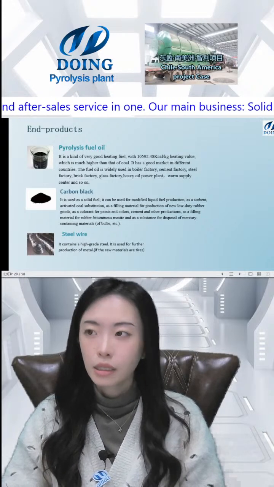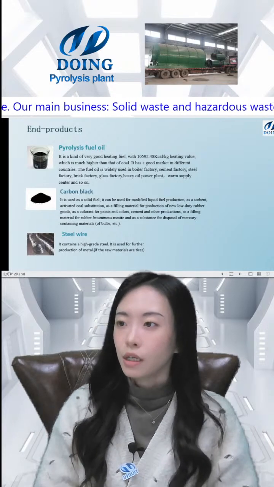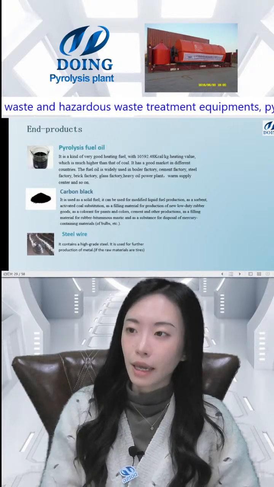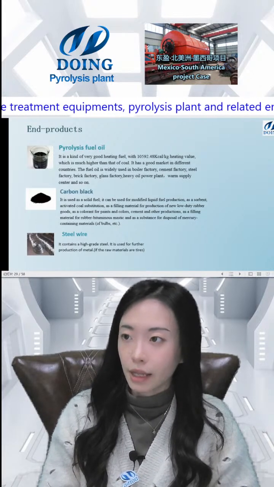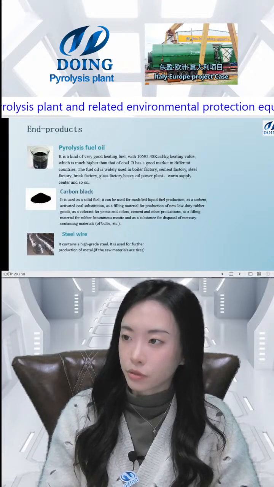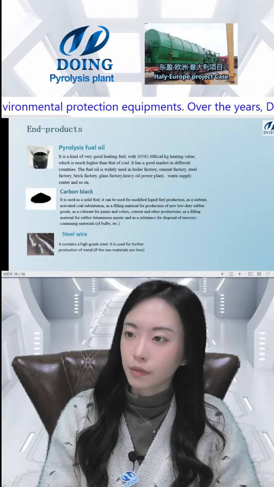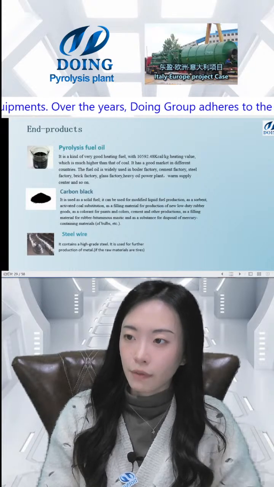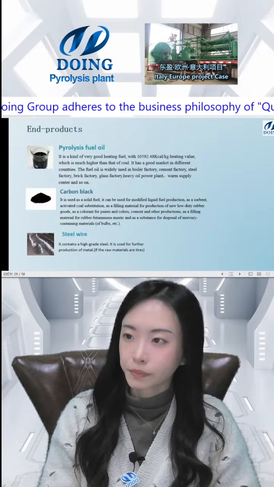And like this, the pyrolysis fuel oil is a very good heating fuel with more than 10,000 kcal per kilogram heating value, which is much higher than that of coal. So it's a good market in different countries. The fuel oil is widely used in laundry factories, cement factories, brick factories, glass factories, heavy oil power plants, warm supply centers, and so on.